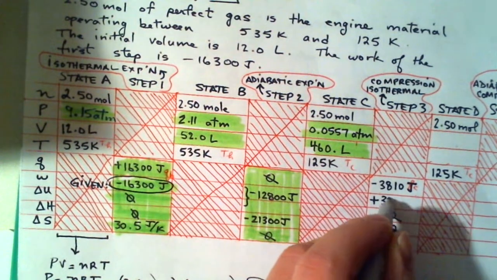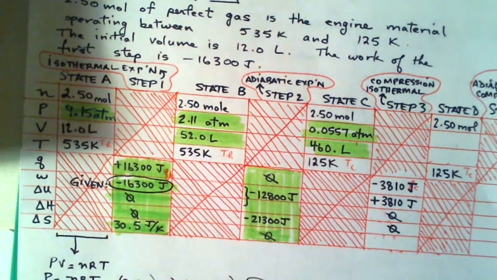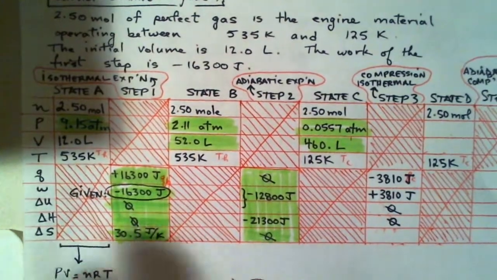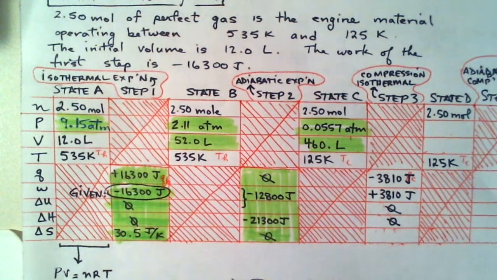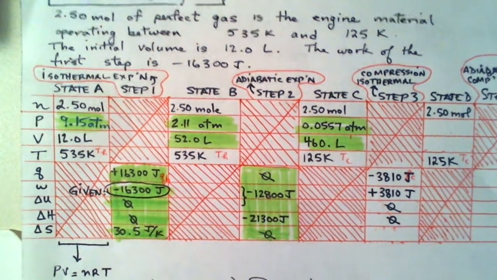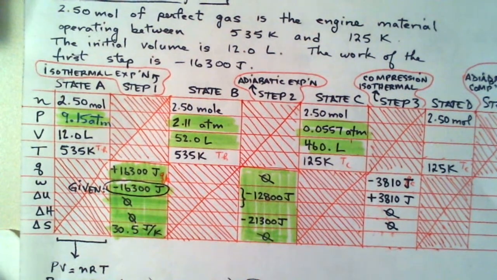Plus 3810 joules. So that is what makes these little calculations a little bit different than the straightforward Q and W ones. I wouldn't have that relationship between the two Q's and the two T's in a normal problem. I'm only able to do that because it's a Carnot engine.